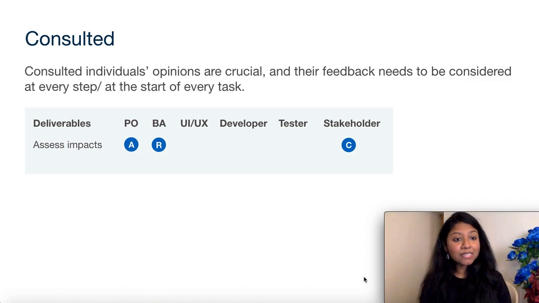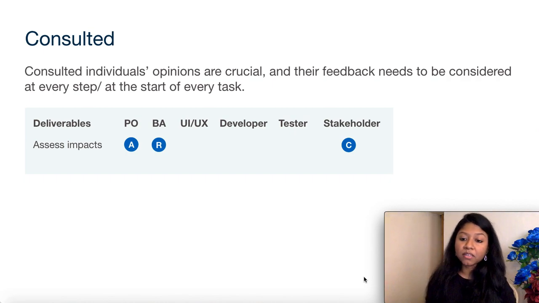So when we say consulted, it means that consulted individuals' opinions are very crucial. Their feedback, their opinions, their perspectives, all these need to be considered when you're going to put down or execute a particular task, or you just need to move from one step to another. All this is very important. So you need to consult. The people you need to consult with could be your clients, your stakeholders, any important person who should be consulted before you start something. Okay, so that's about who is consulted.